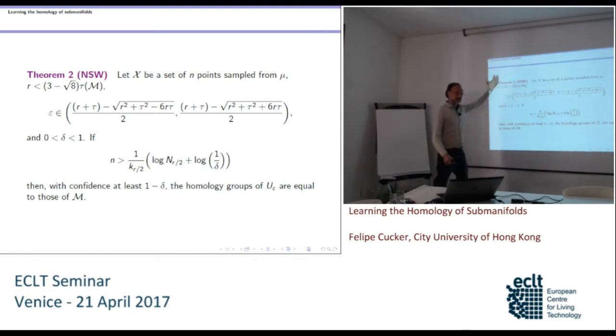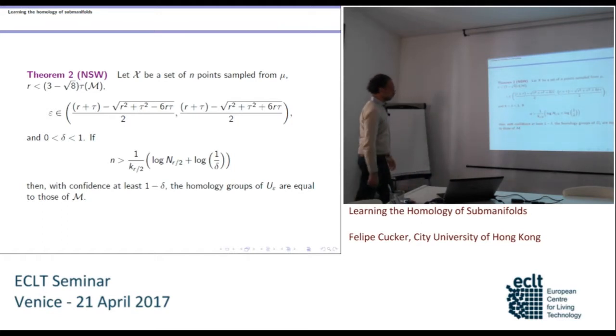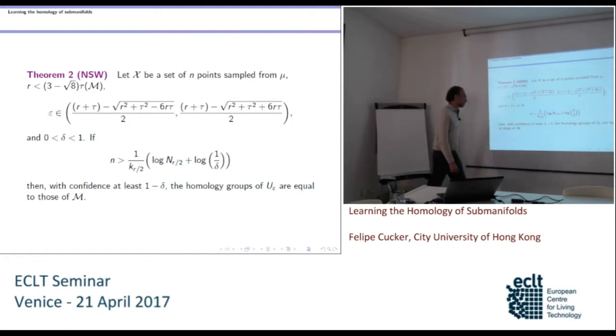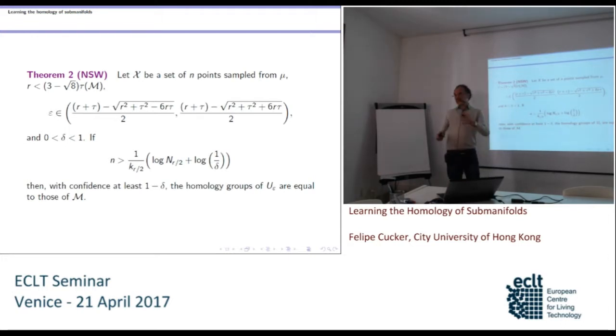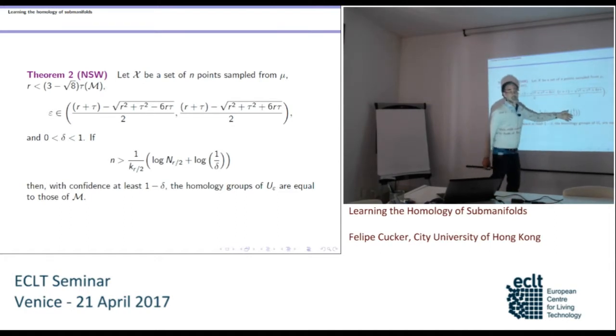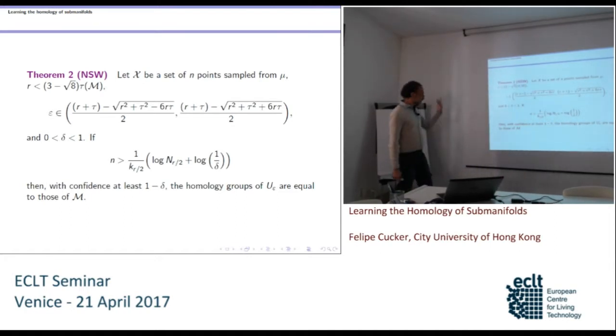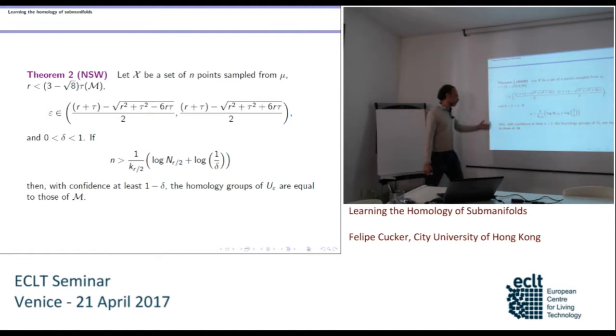But of course they gave this very general version. And again, you take a confidence. Then if n is greater than 1 divided by k_{r/2}, remember, k_r is the smallest measure of balls of radius r, times log of n_{r/2}, remember, n_r is the smallest possible covering, times log of 1 over delta, where delta is my confidence. Then, with confidence at least 1 minus delta, the homology groups of U epsilon are equal to those of M.